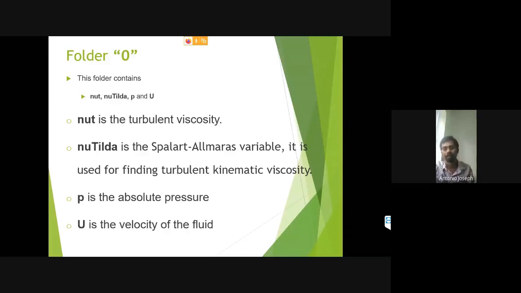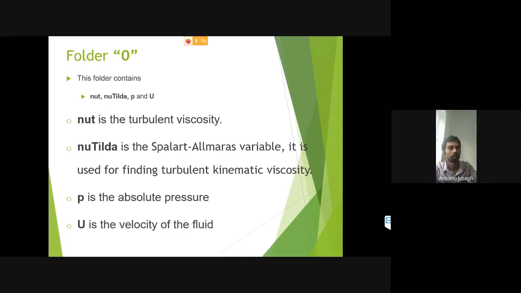Now, in a simple flow problem, we will have three files called nut, nuTilda, p, and U. The file named U represents the velocity parameters that you want to give. p represents the pressure parameters. nuTilda is the turbulent kinematic viscosity, and nut is the turbulent viscosity. These are the things we need to give as the boundary conditions or initial conditions inside the 0 folder. These depend upon the type of analysis we are doing. In heat transfer problems, we will have temperature also.